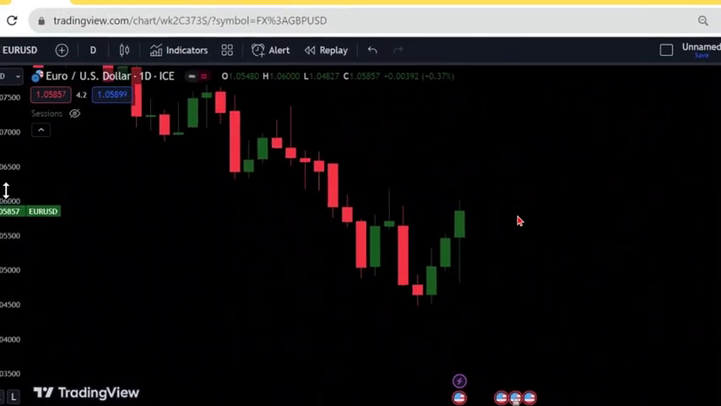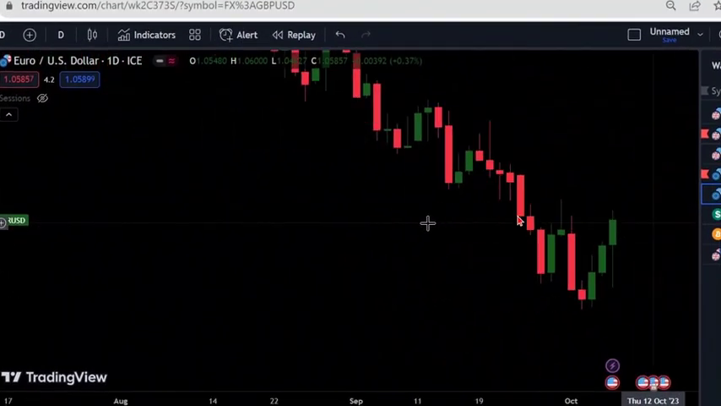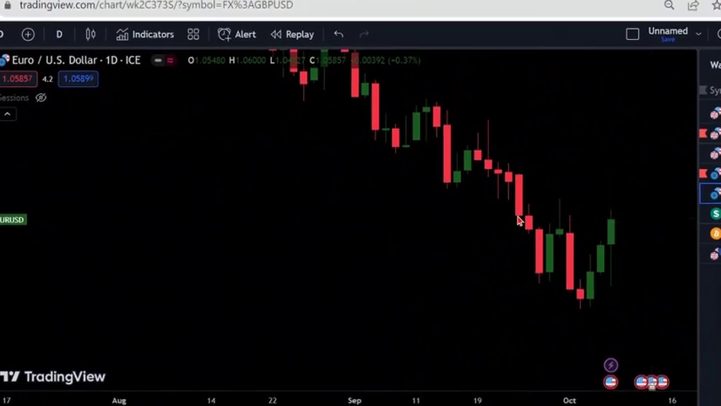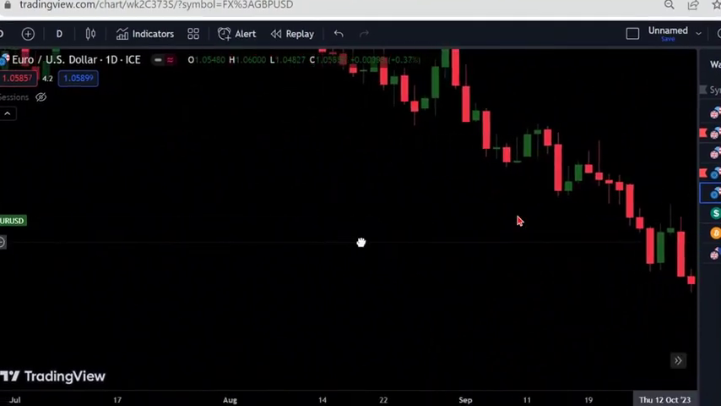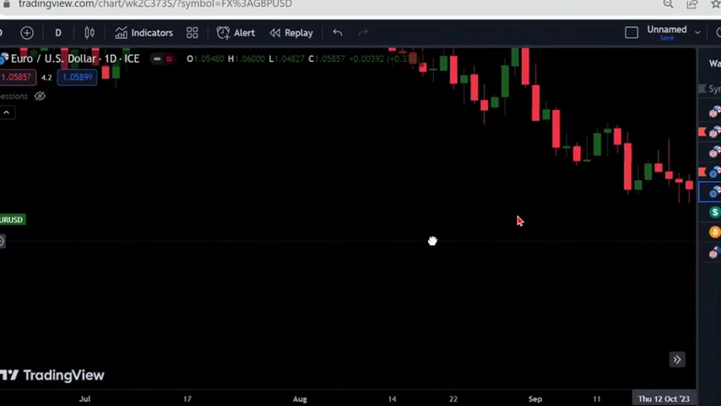Drag it all the way to the right so we can see one candle at a time. So I don't want to see current price. Yeah, keep dragging to the right. Okay, so hold on. What do we have here?